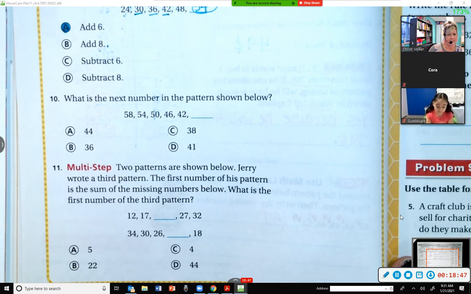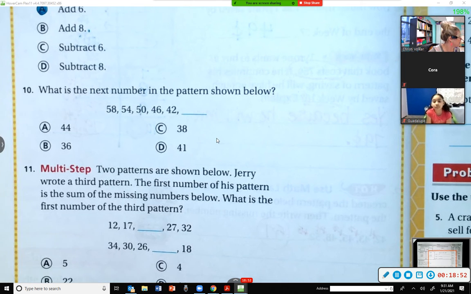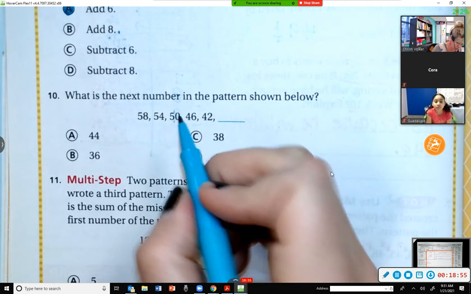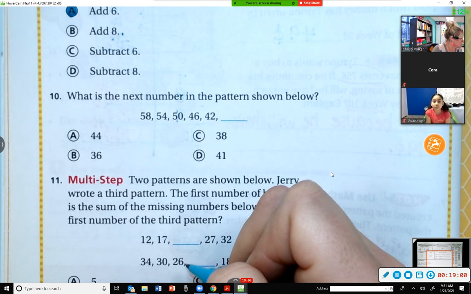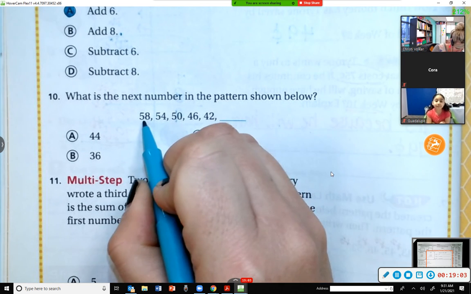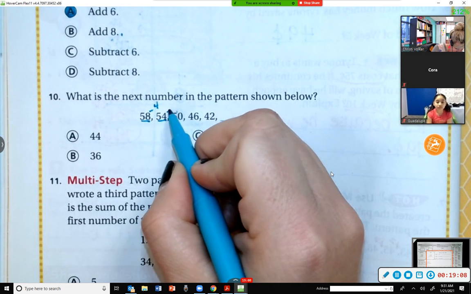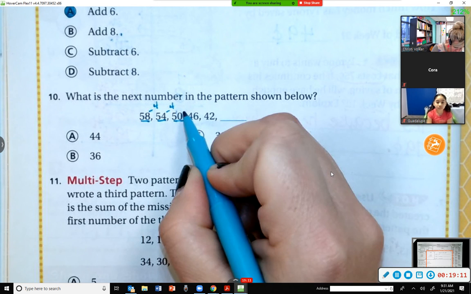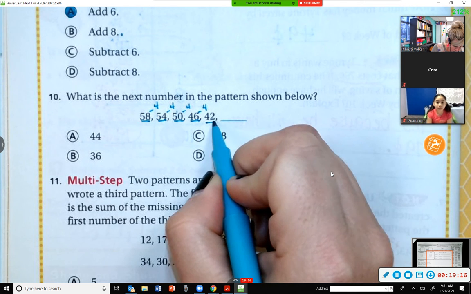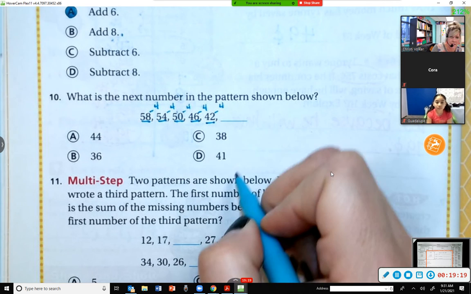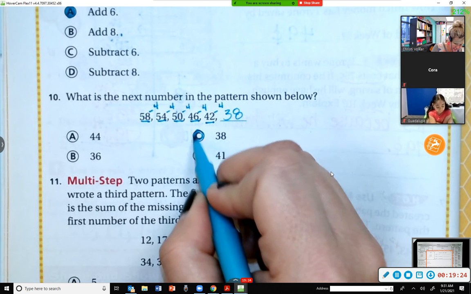Number 10, what is the next number in the pattern shown below? So first we need to find the rule, what is happening each time. It's getting lower, so to get lower we have to do what? Subtract. Good. So I'm going to look at what it's going down by. 58 to 54, it goes down by 4. 54 minus 4 is 50. 50 minus 4 is 46. 46 minus 4 is 42. 42 minus 4 is 38. 38. Good. So C was the correct answer.